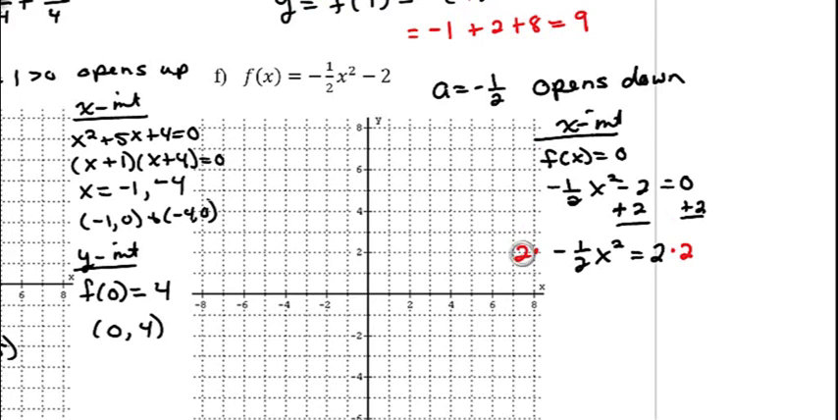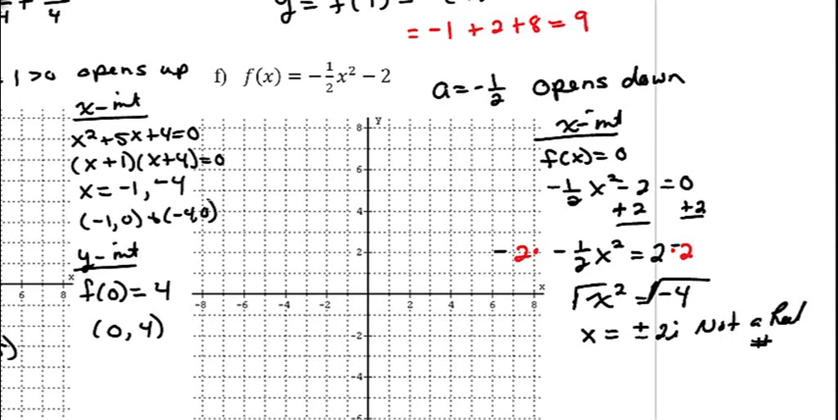So now, positive 2 times a negative 1/2 gives us, oops, that should be a negative 2, sorry, because we want positive x squared. So this will give me a positive 1, so that'll leave me with x squared. And on the other side I get negative 4. And then take the square root on both sides, and that gives us x equals plus or minus 2i. So this is not a real number. And so what that tells me is that there are no x-intercepts.